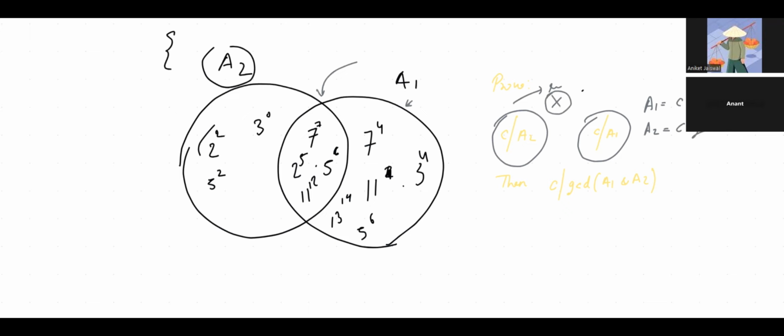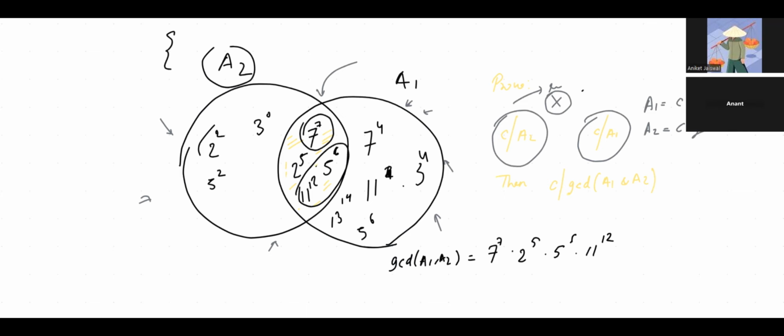You can think from here. We can say that C is a common divisor of A1 and A2, so it will lie in that intersection part. And we have the GCD as the greatest among this intersection part. GCD here is 7 power 7 into 2 power 5 into 5 power 6 into 11 power 12. And C will be one of the elements among these because it is a common divisor of A1 and A2. It can be like 7, anything, it can be 5 into 6, anything from inside it.